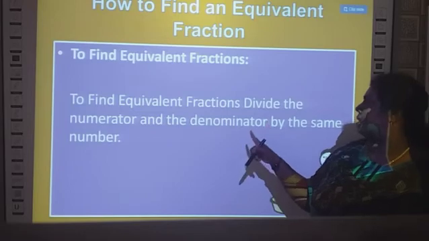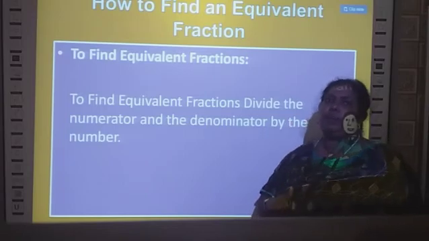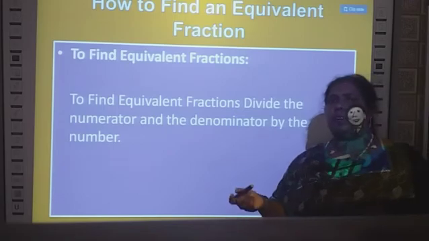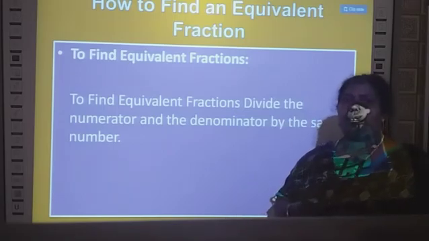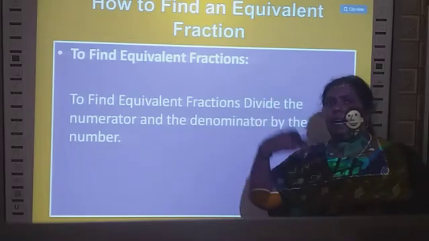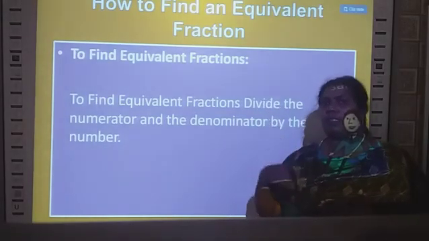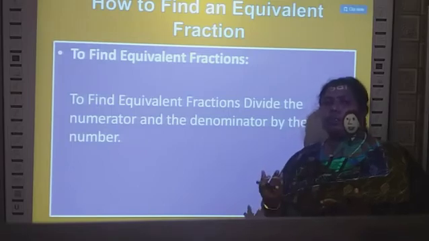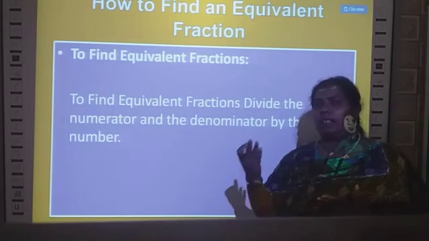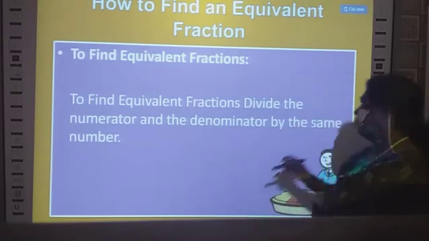So how to find an equivalent fraction? To find equivalent fractions, multiply or divide the numerator and the denominator by the same number. That is the concept. Please keep it in your mind. You have to use the same number. If you are using the third table, you have to use the third table for the numerator and the denominator. If you are using the fifth table, use it on both sides. You should not use different numbers. Numerator with the third table and denominator with the fourth table is wrong. Please keep that in your mind. Okay, children?